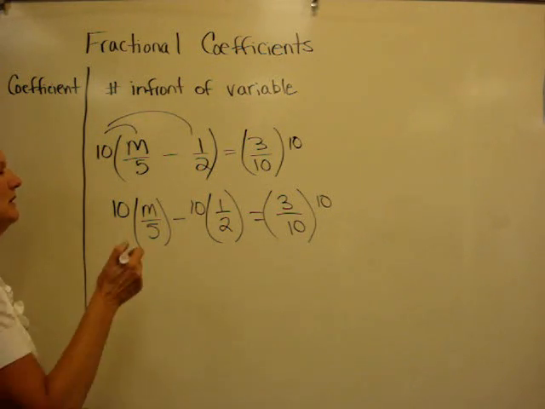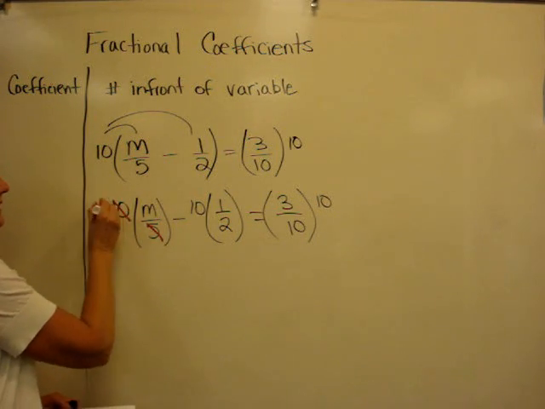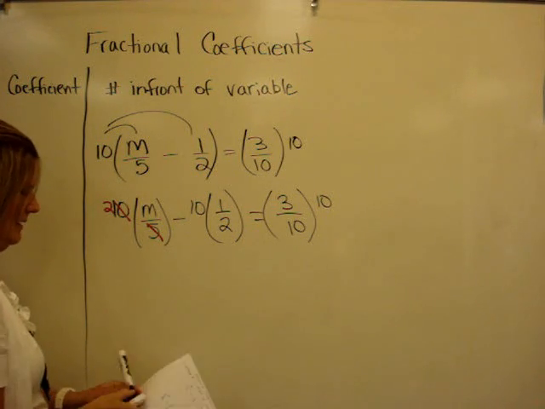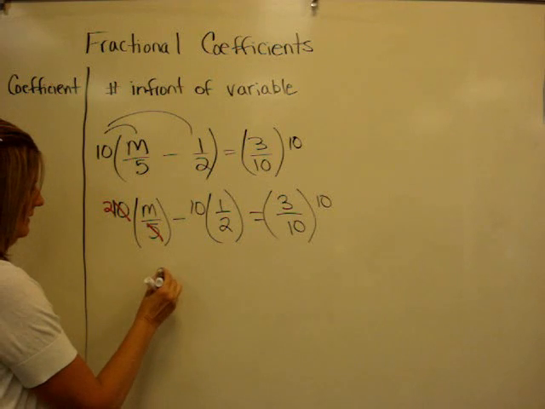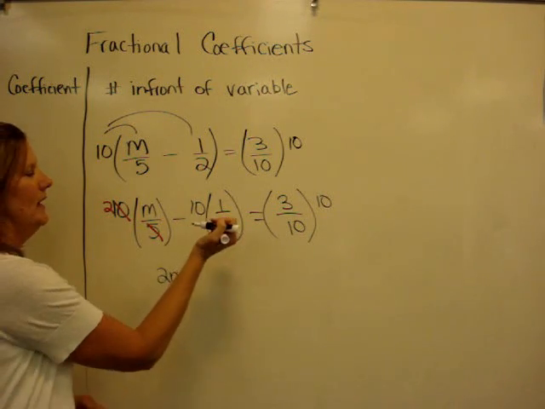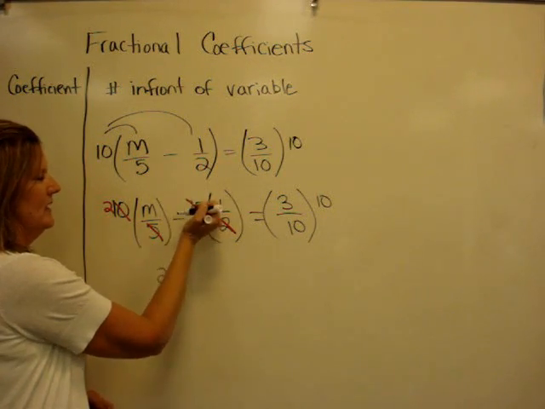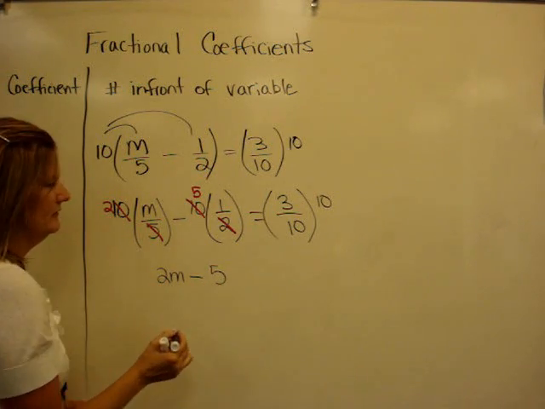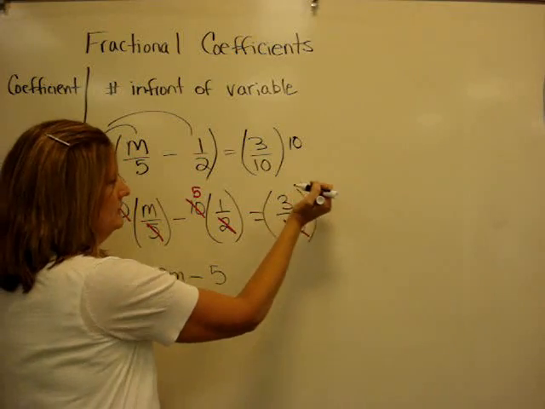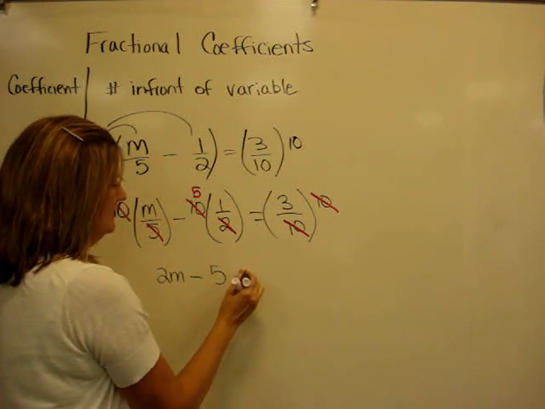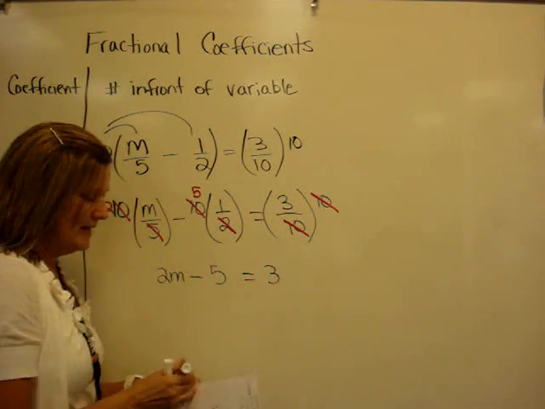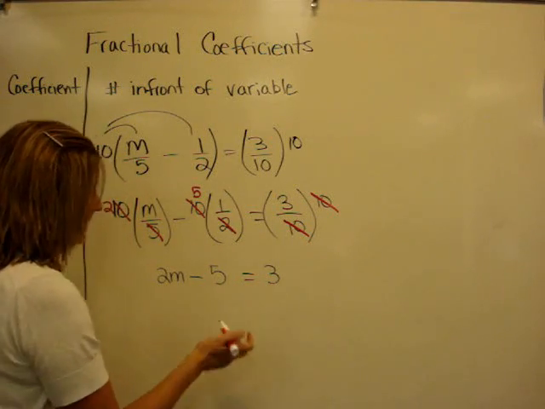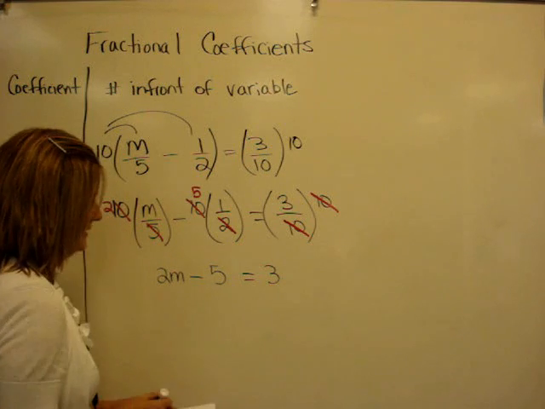So when I reduce here, 5 goes into itself once, into 10 twice. So what I end up with here then is 2m. Here I have 2 goes into itself once, into 10 5 times. So that's going to give me minus 5. And over here, 10 goes into itself once, and that's going to give me equals 3. Now I'm down to a problem that I can actually solve.